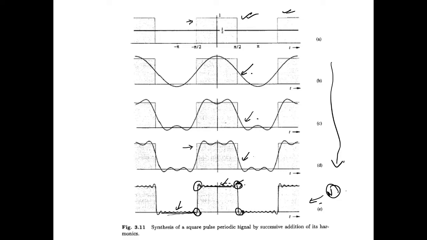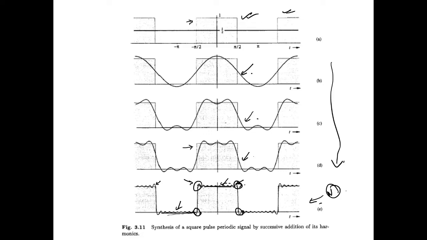at the discontinuities, you will find that the approximation is not that clear and there is a shoot up or shoot down. Okay. So this phenomenon is regarded as Gibbs phenomenon. Okay. So why is this happening?